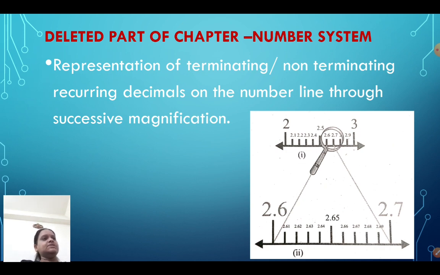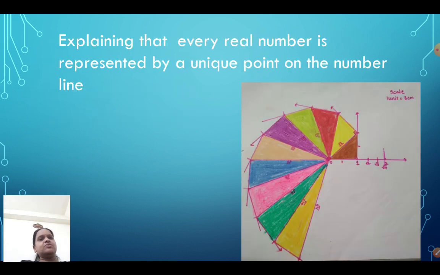Okay, so what is the second point? Again, the construction part, that is explaining that every real number is represented by a unique point on the number line. Here all the types of constructions are deleted, not only the spiral method. If you remember, I took three constructions. The first one is how to construct root 2, using its proof also. The second is the simple method, and the third one is the spiral method, which I have shown you here. So all these constructions are deleted from CBSE.